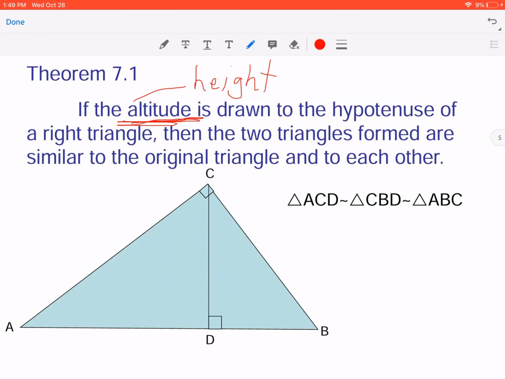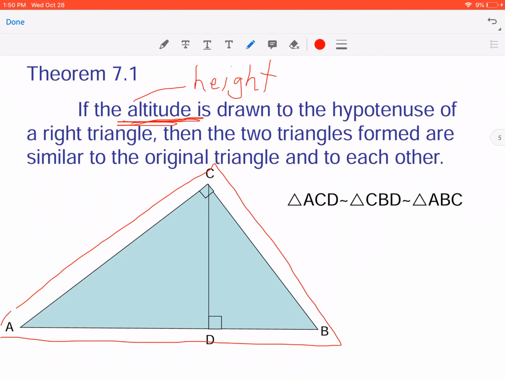So I have this big right triangle right here. A, C, and B. That's a giant right triangle here. But if I draw a height or altitude, which is this line right here, I actually turn this right triangle into two more right triangles. So what's happening is I have a right triangle here, but I also have a right triangle here. You don't have to put the box on both sides, all right?